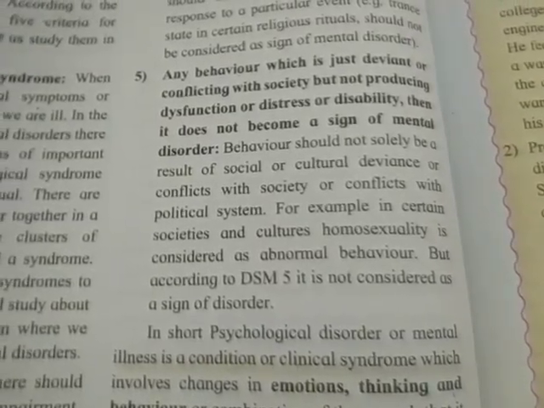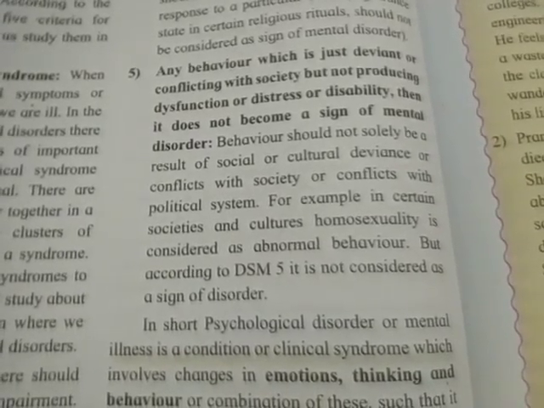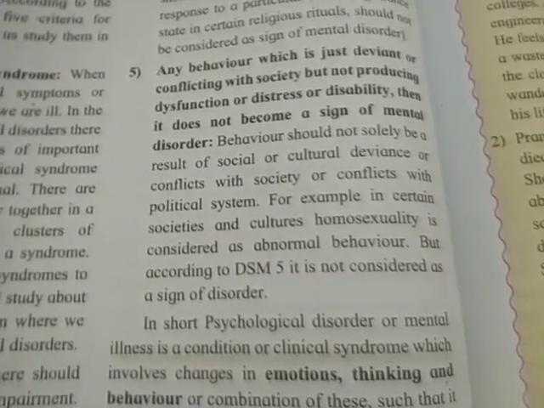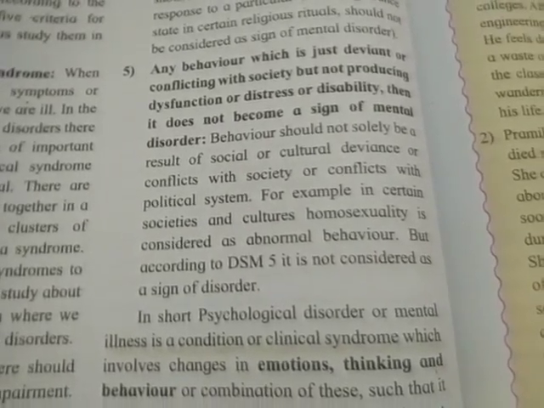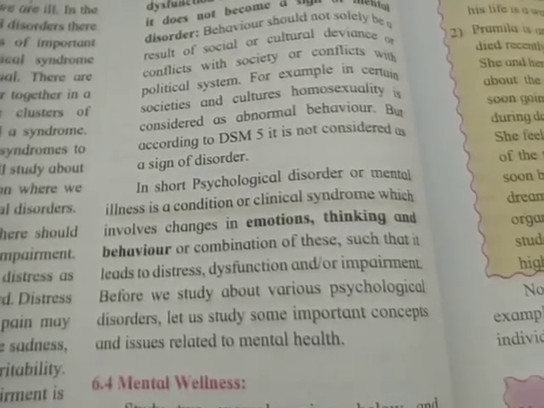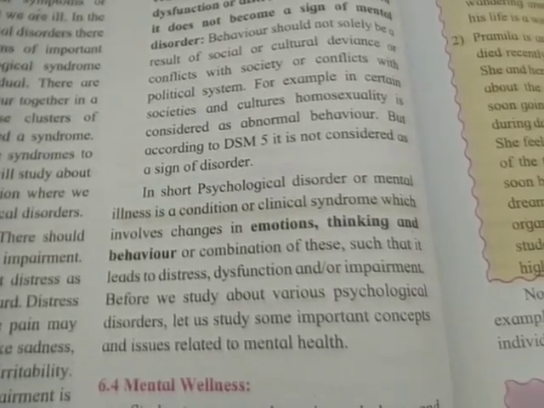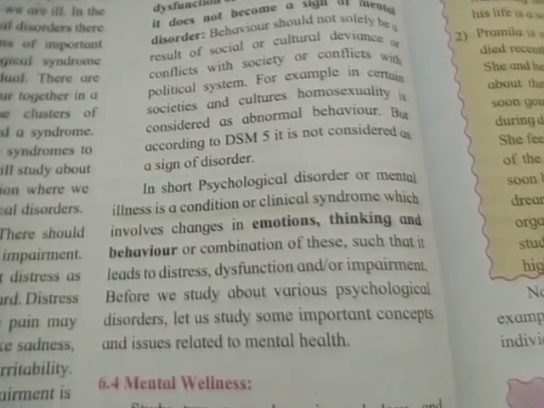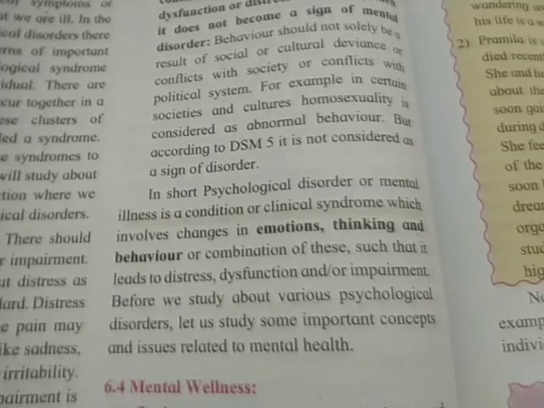Behavior should not solely be a result of social or cultural deviance or conflicts with society or conflicts with political system. For example, in certain societies and cultures, homosexuality is considered as abnormal behavior. But according to DSM-5, it is not considered as a sign of disorder. In short, psychological disorder or mental illness is a condition or clinical syndrome which involves change in emotions, thinking, and behavior or combination of these, such that it leads to distress, dysfunction, and/or impairment.